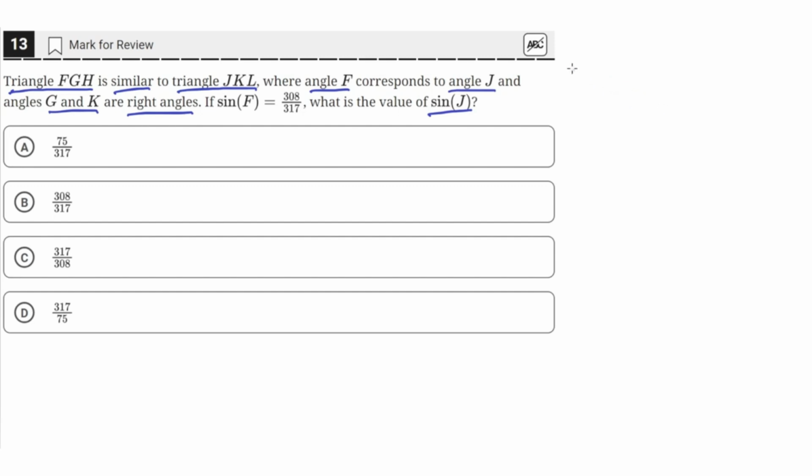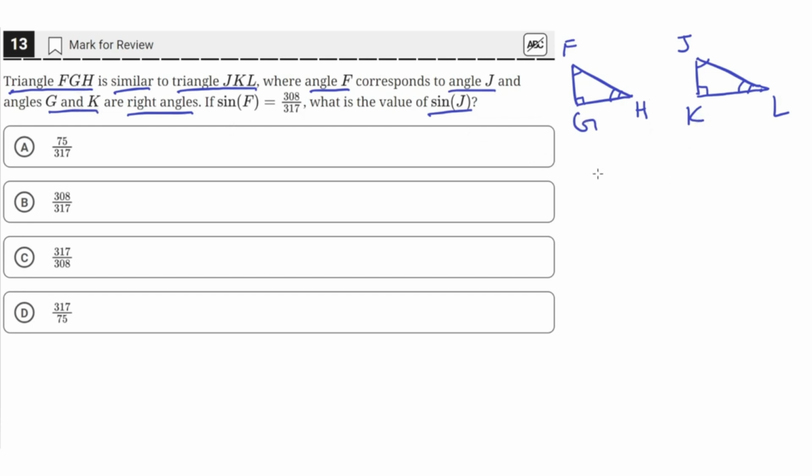Let me draw a better right triangle. And these triangles are similar, which means that all the angles are the same. So this angle equals that angle, and this angle equals that angle. And we'll say this is G and this is K, so then F and H, and then this is J and this is L. So triangle FGH, triangle JKL, where G and K are the right angles.